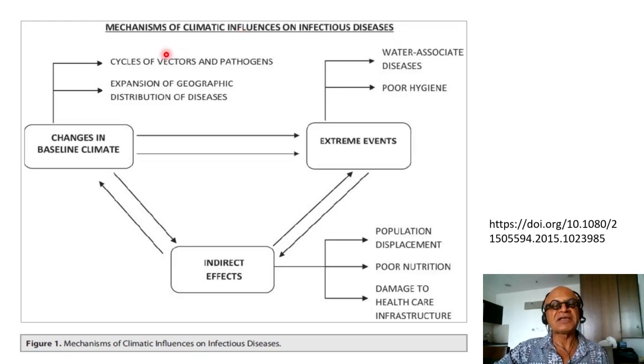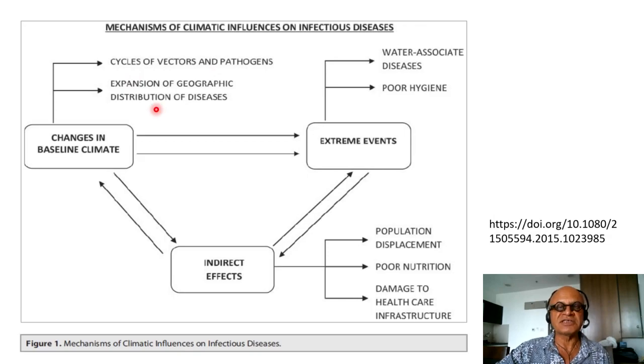Generally speaking, schematically, mechanisms of climatic influences on infectious diseases, not very surprising. We have seen this in many ways. The AR6, AR5, all the IPCC assessment reports always include health impacts as well, and they have such figures. Changes in baseline climate, so background mean temperatures, rainfall, winter days, summer days, etc., affect cycles of vectors and pathogens.